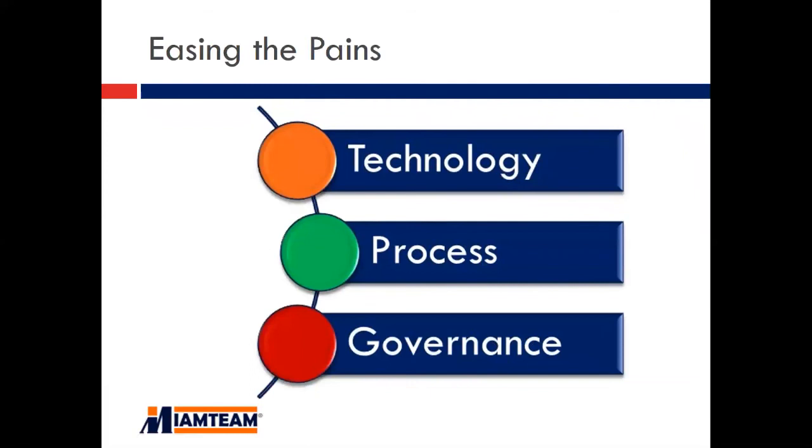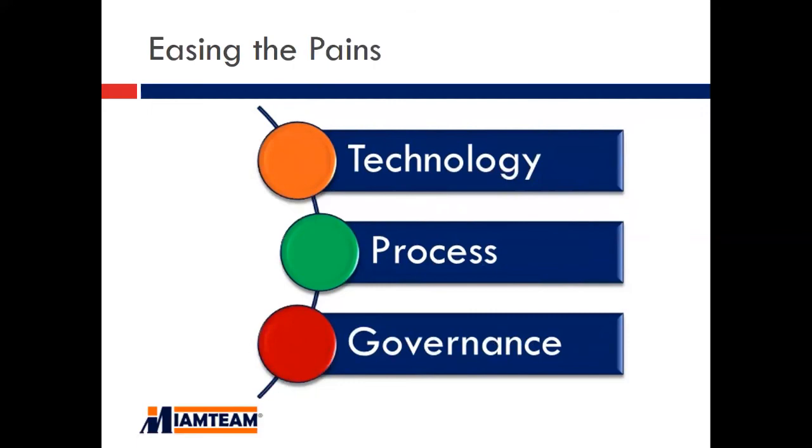So, how can we avoid these breaches? How can we ease the pains, per se, or business challenges related to privileged access management? It is very important to have these three elements: technology, process, and governance. These three must work together to have an effective management system for privileged access, which in turn will give you the controls that you need for your business.